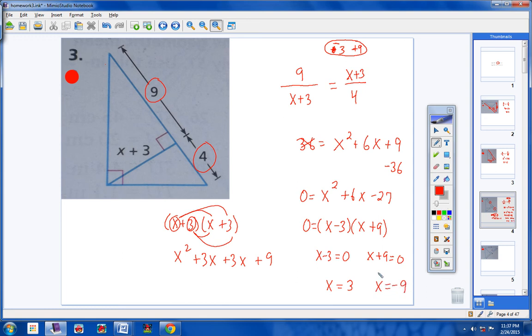Now, please don't circle both of these answers like I have done. Don't do that. Negative 9 does not work. Think about it, students. If you put negative 9 in for x right here, negative 9 plus 3 is negative 6. How can a length be negative? That's not possible, okay? So the only answer that makes sense that works is 3. There's your answer. You reject this answer here. So 3 goes right here. 3 plus 3 is 6. So the whole length is 6. X equals 3, okay? Watch this again if you need to, students. Make sure you know how to do these.